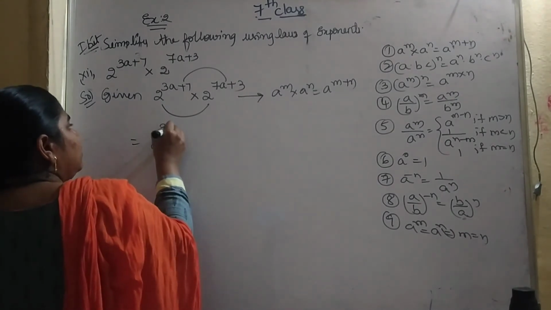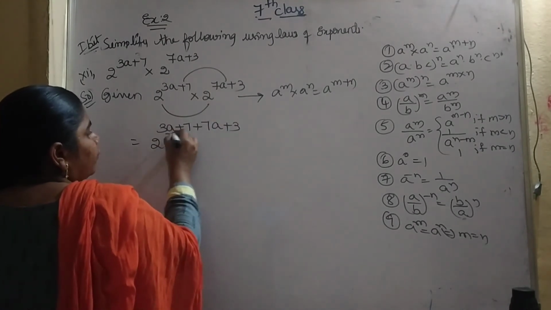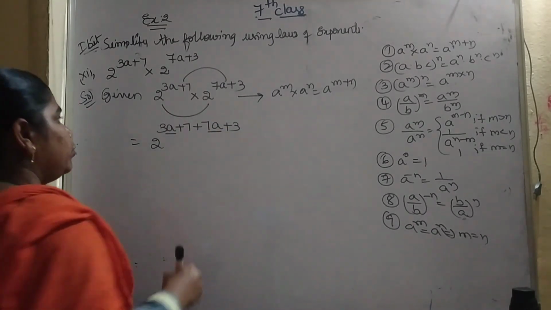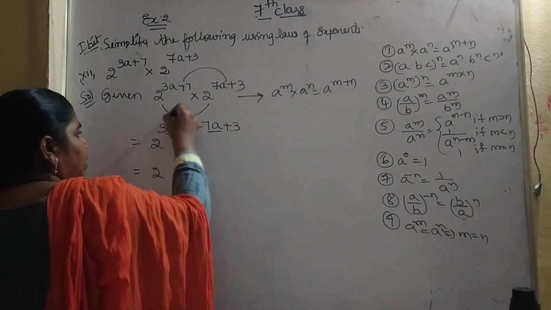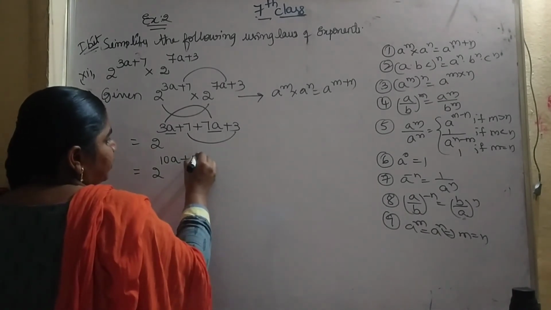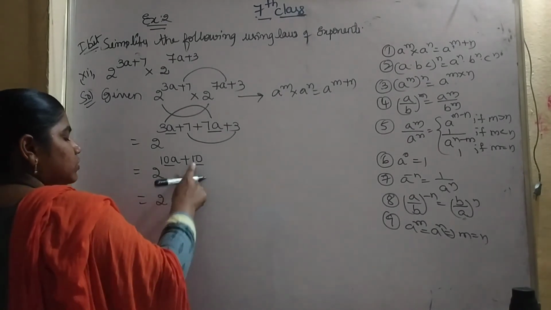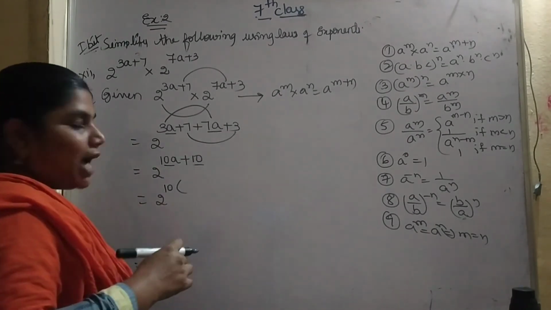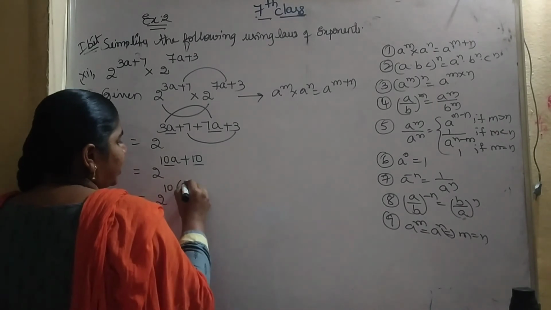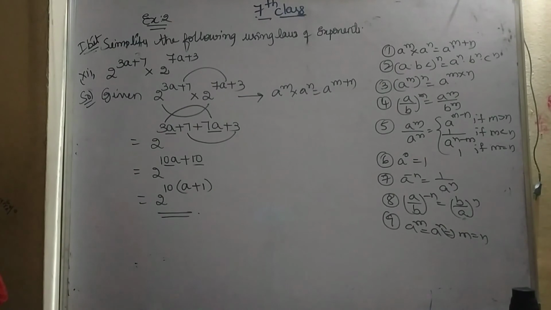That is 2 power 3a plus 7 plus 7a plus 3. Variable terms you add and constant terms you add. That is 3a plus 7a will be 10a, and 7 plus 3 will be 10 again. In these two terms 10 is common, so I am taking 10 out and writing the remaining terms outside. Here a is remaining, here 1 is remaining. So what is the result? 2 power 10 into a plus 1 is our answer.